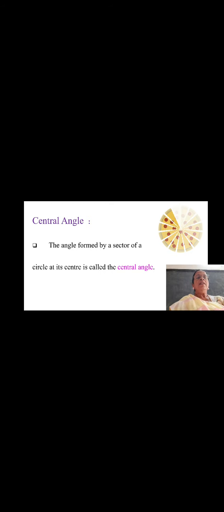Central angle. The angle formed by a sector of a circle at its center is called the central angle. You see the figure, it is rotating. See how far it will rotate. One full rotation is 360 degrees. Central angle means the angle formed by a sector of a circle at its center.